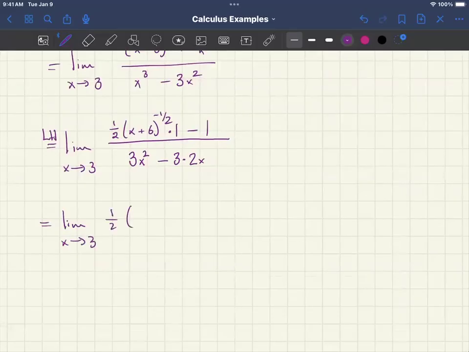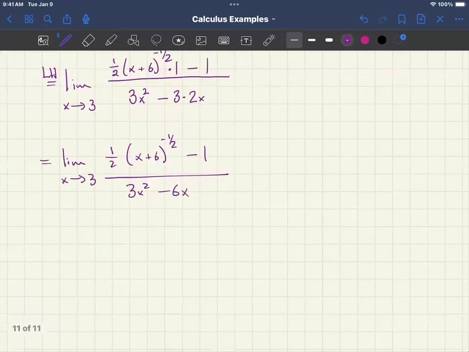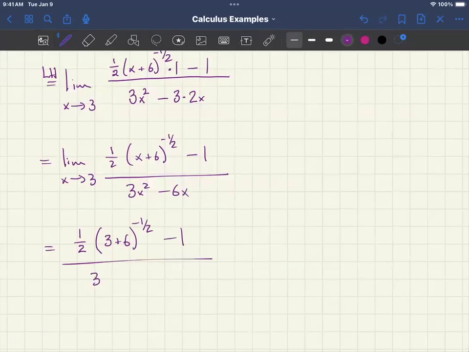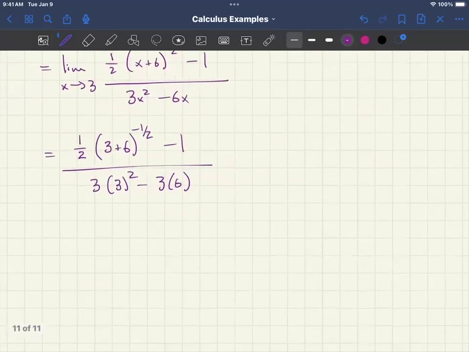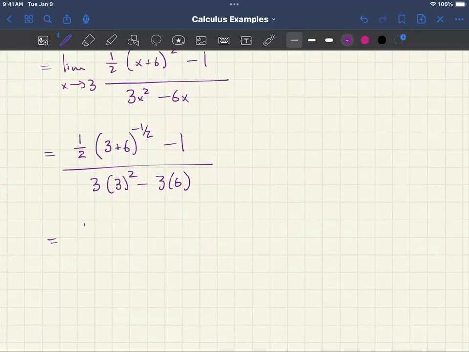We're just 1/2 times x plus 6, and let's just leave it to the negative 1/2, minus 1 over 3x squared minus 6x. All right, now at every step here, we do want to see, does this limit actually exist? So now we're going to plug in that 3 again. So we get 3 plus 6 to the negative 1/2 minus 1 over 3 times 3 squared minus 3 times 6. All right, this looks a little bit more promising.